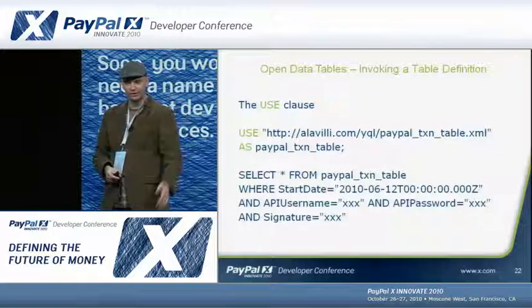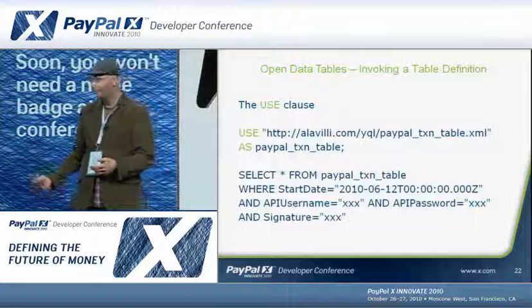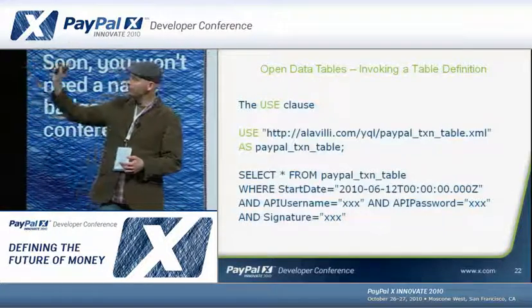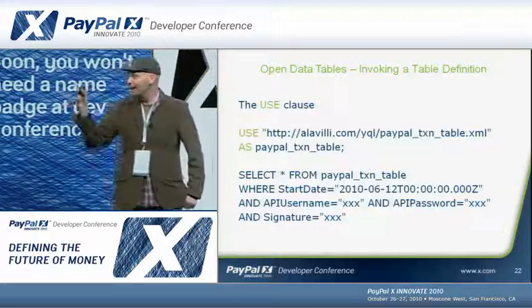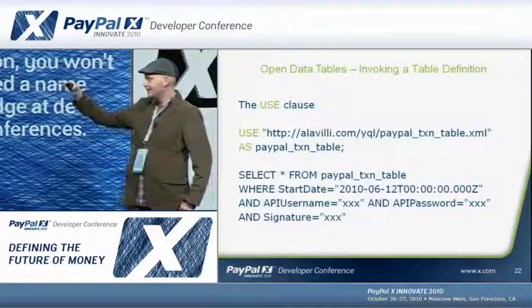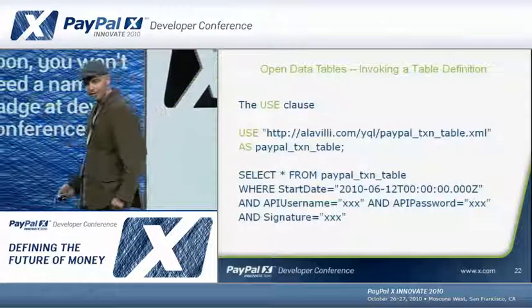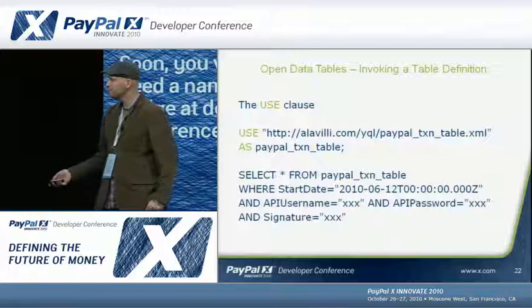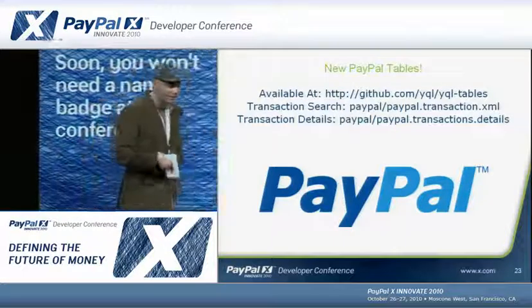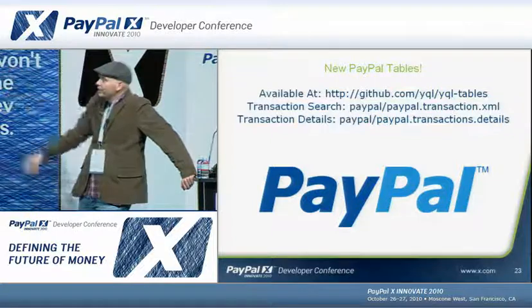We use this in some of our internal tables, some of the things that we haven't exposed externally within Yahoo. You can specify use, the absolute URL to your open data table, the XML file, as your table name. Then add a semicolon and use your select as you normally would. It automatically becomes a new table available to you. It's loaded in through the YQL system. If you want to take a look at this in action, you can take a look at the GitHub repository.